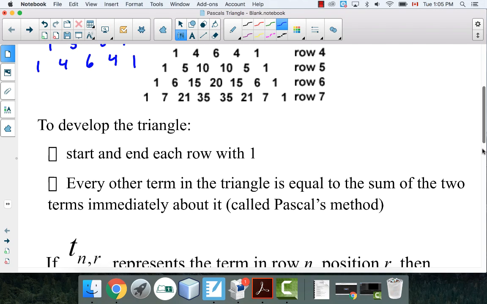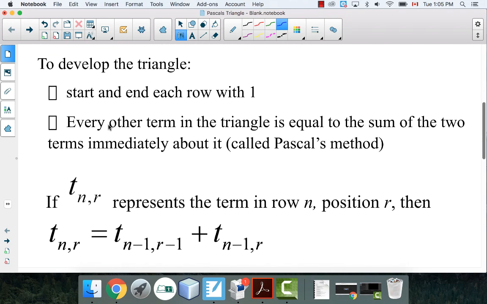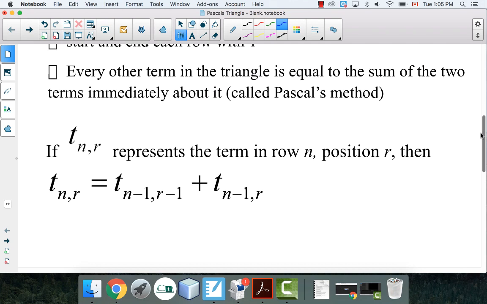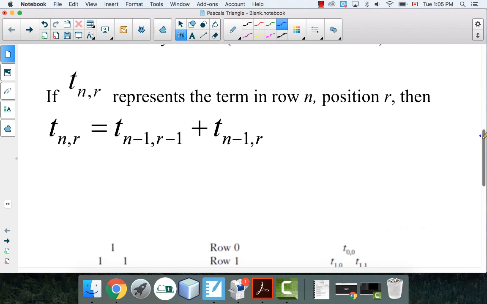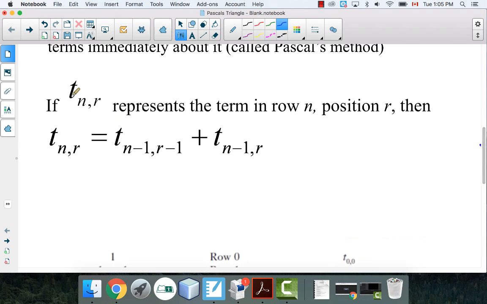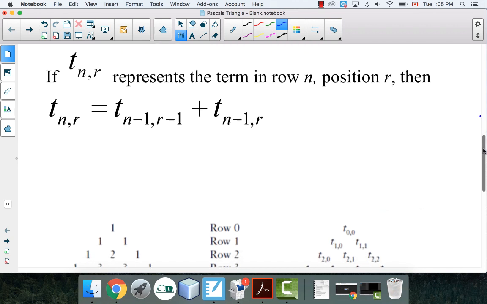So again, here are the rules for it. You're going to start and end each row with a 1, and every other term in the triangle is equal to the sum of the two terms immediately above it. And that's called Pascal's method. Now, in terms of a formula, the formula looks kind of like this. It says if T(n,r), where n and r are subscripts, represents the term in the nth row and position r, then T(n,r) is going to equal T(n-1,r-1) plus T(n-1,r). Now, how does that work in terms of our triangle?